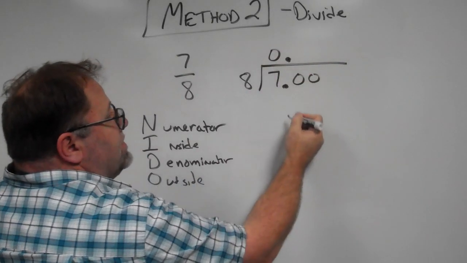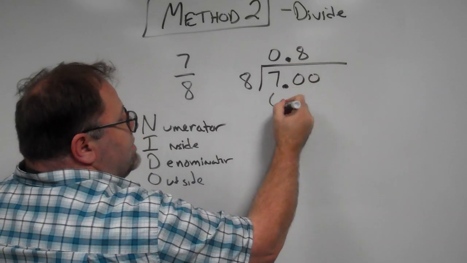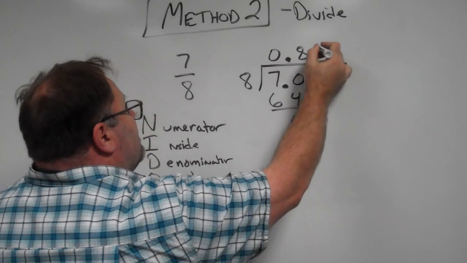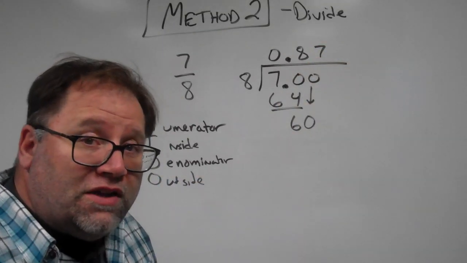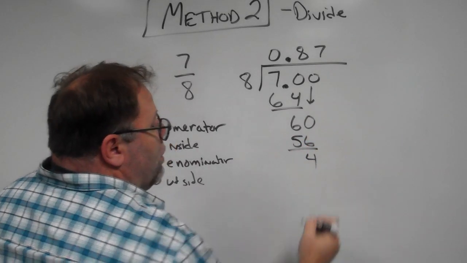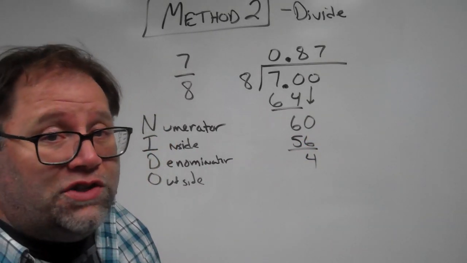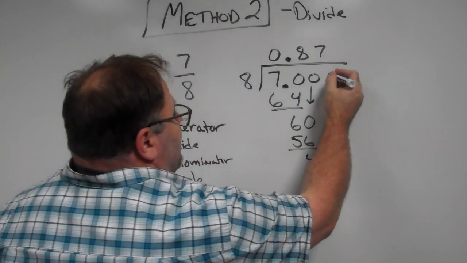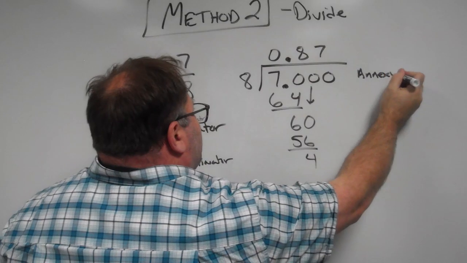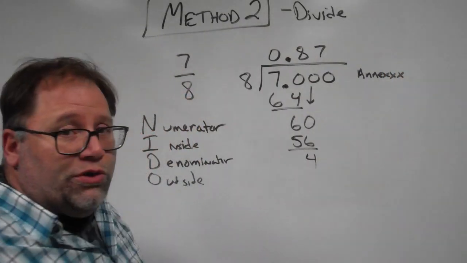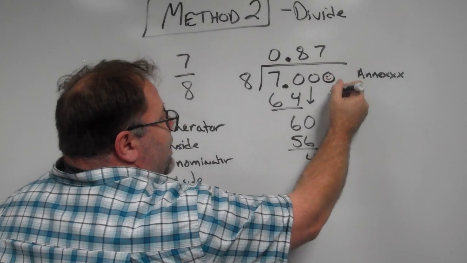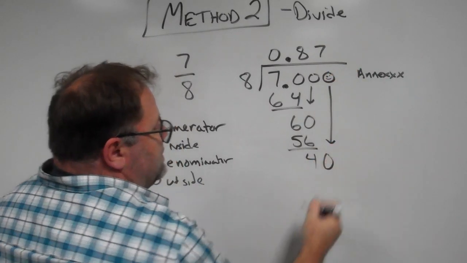Quotient. There are 0 8s in 7. There are 8 8s in 70, leaving us 6. Bring down the 0. 8 times 7 is 56, leaving 4. We're not done. We're not doing remainders. We're getting an exact value. So I've got to annex a 0. Here's the annex alert. Annex a 0. That's this one right here. Bring that down.